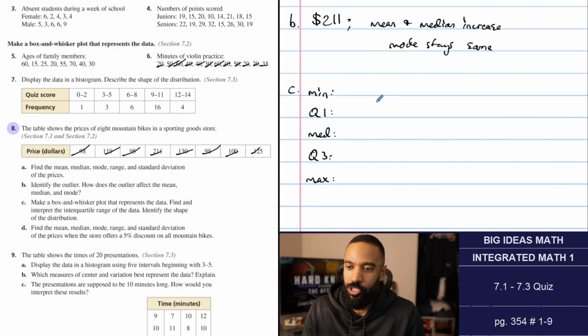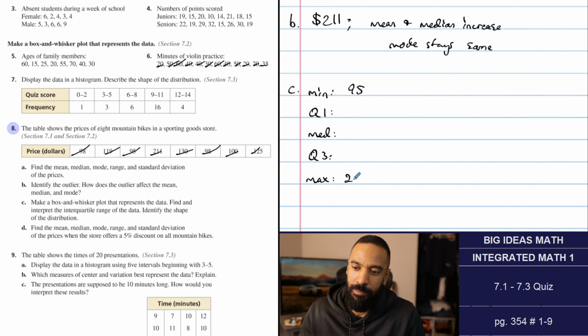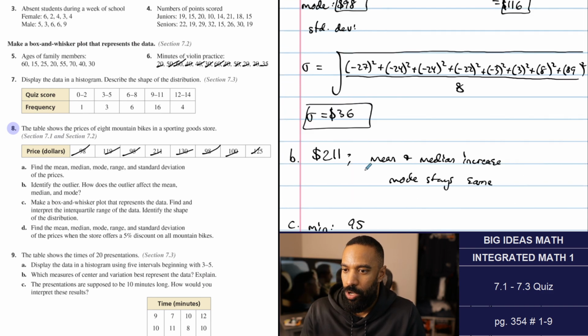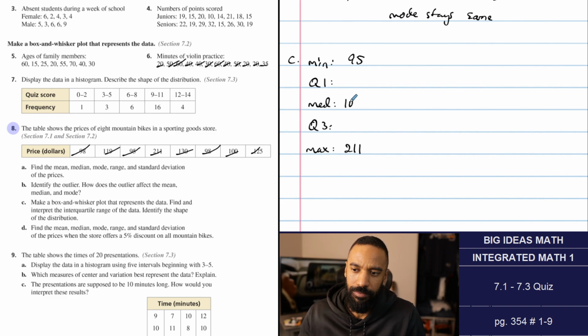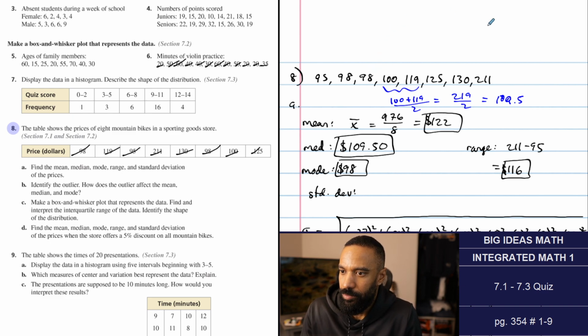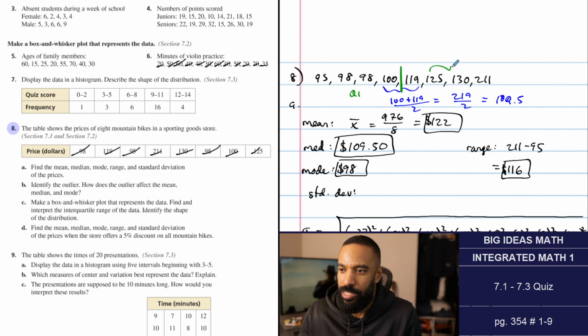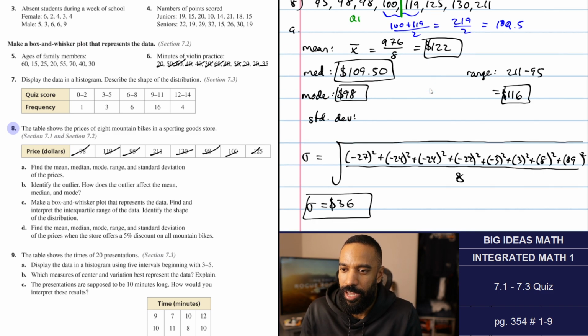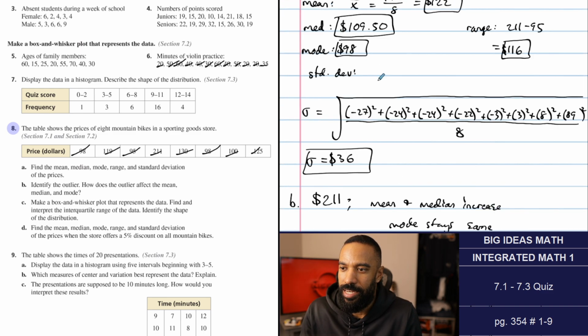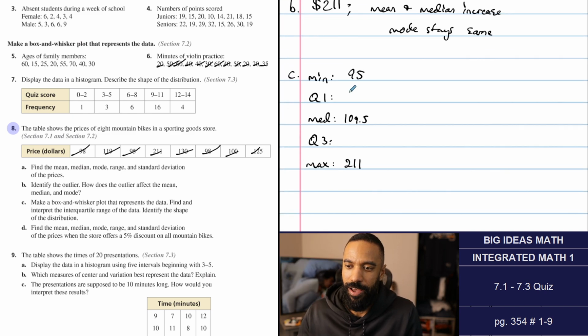So 95 and 211 are our min and max. I'm not going to put the dollar symbols there. 109.5, or 50 cents. And this Q1, Q3, once again, it's the medians of these values. They're, okay, so 98 is Q1, and halfway between these things here, 127.5 is Q3. Sorry for getting kind of scrambled there. 98 and 127.5.